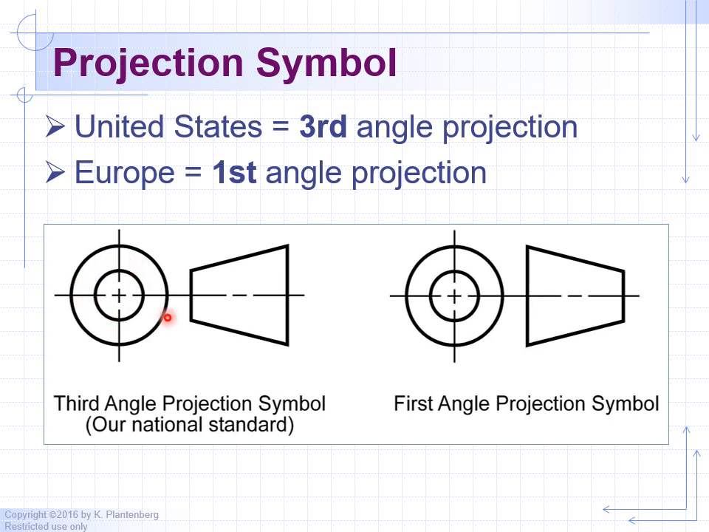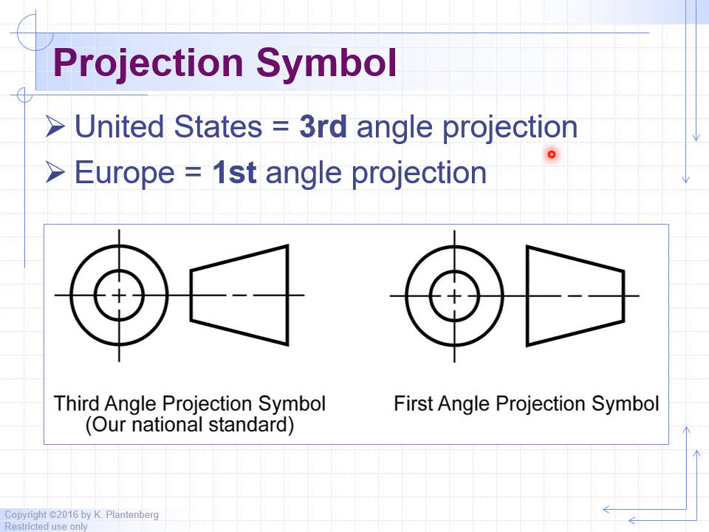It shows up sort of a bullseye with this conical section over here. But in European situations, they actually use this first angle projection where, again, same bullseye, but you'll notice the conical section is oriented differently. That's going to be very confusing. Good news is for this class, we're always going to be doing third angle projection.